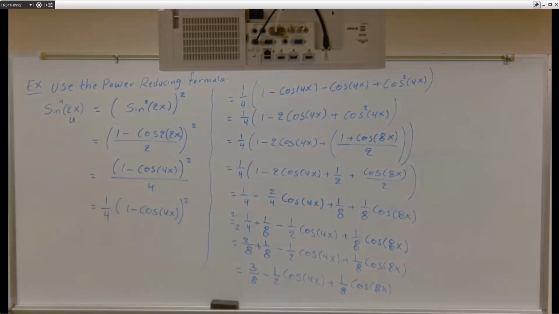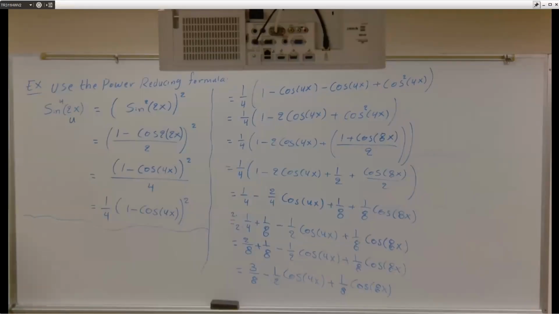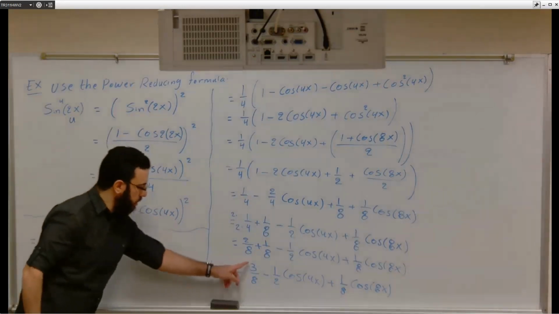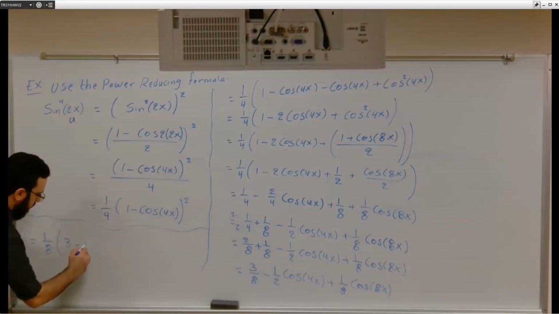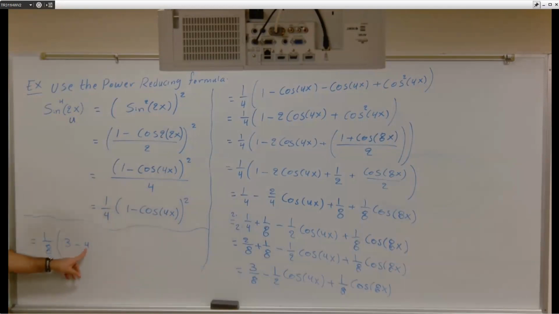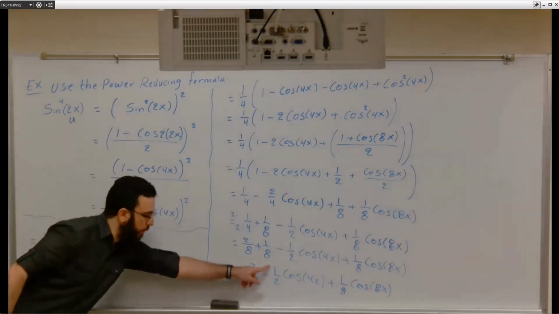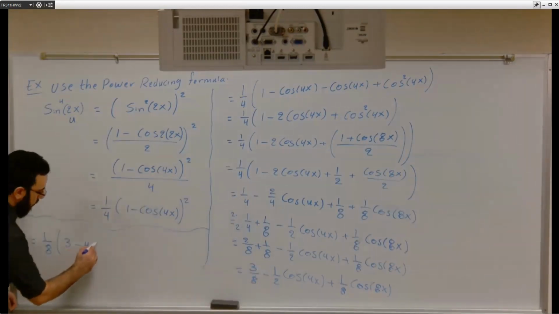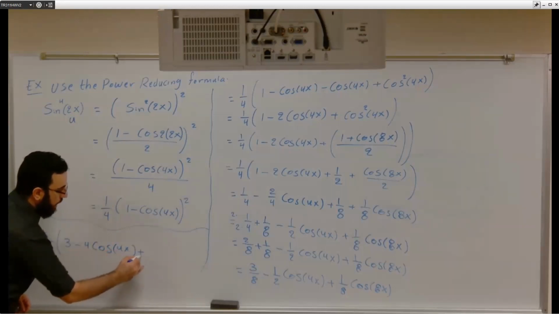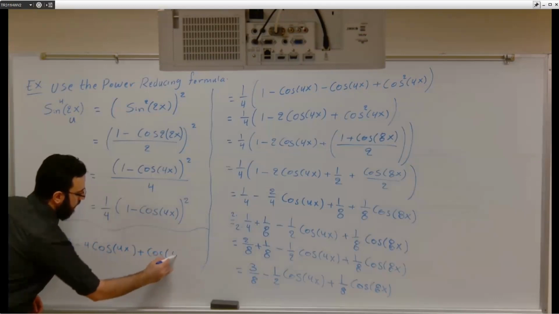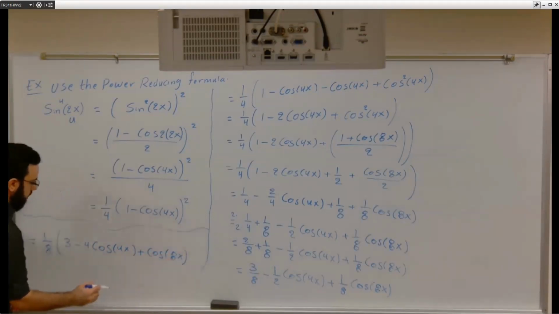I don't know how they're going to ask you to plug in the answer on the side. You can say, okay, I took the 1/8 as a common factor. What's left? From the first one it's going to be 3, minus 4, because 1/8 times 4 is going to be 1/2, times cosine 4x plus cosine 8x.